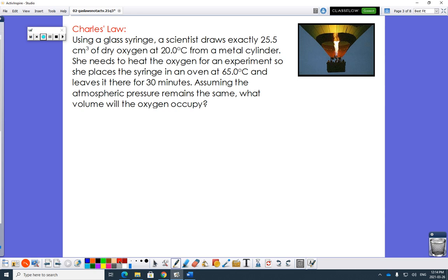So when you have volume and temperature, when you increase the temperature of gas particles, they start to move faster, which means they are going to take up more space. So temperature and volume are what we call a direct relationship. So the formula looks a little bit different. V1 and T1, V1 over T1 equals V2 over T2.